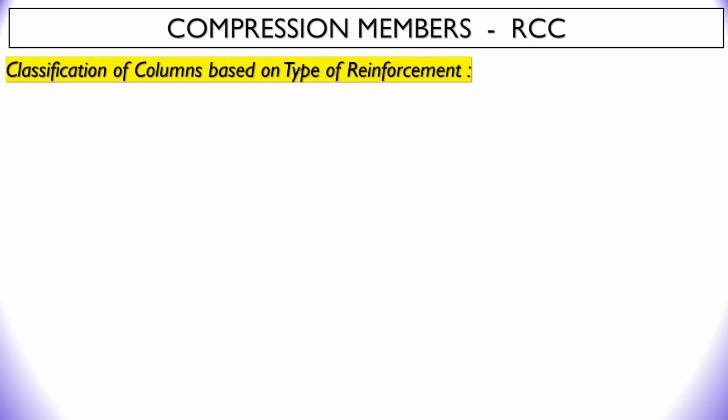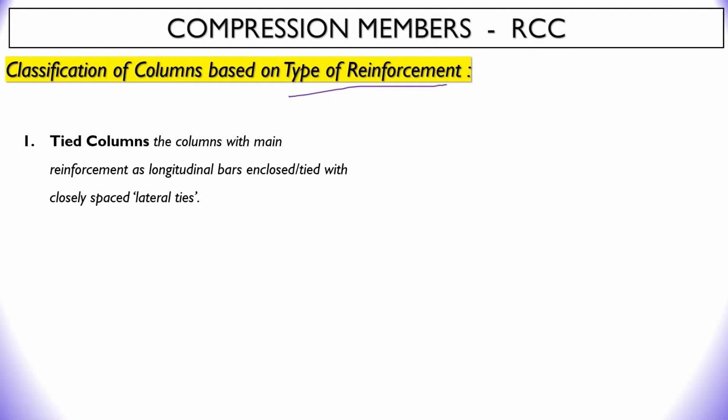Now another type of classification is classification of columns based on the type of reinforcement. First of all, we can classify it as a tied column. These are the columns having main reinforcement as longitudinal bars, and these longitudinal bars we are tying together or enclosing with closely spaced lateral ties.